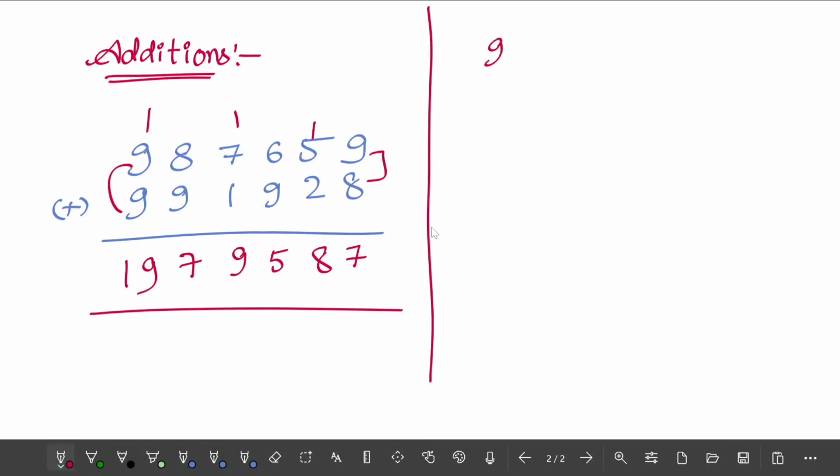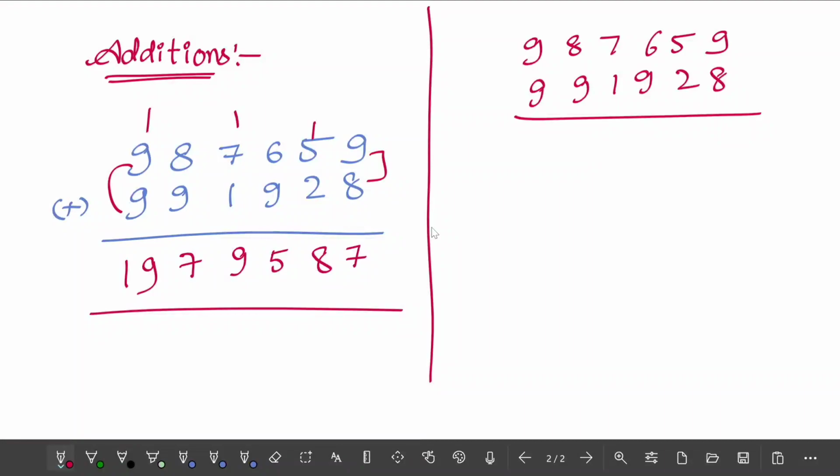And what is our method? Sir, 9, 9, 8, 7, 6, 5, 9, and 9, 9, 1, 9, 2, 8. 9 plus 9, it's 18. Sir, it's okay. But while adding 9 plus 8, it's 17. Sir, where do we place the numbers? One should be inside and one number must be outside. Sir, what is that? 7 here is outside and 1 remained inside.